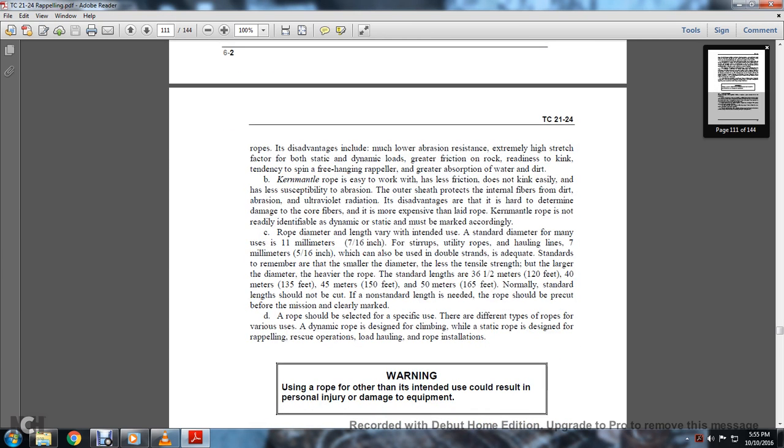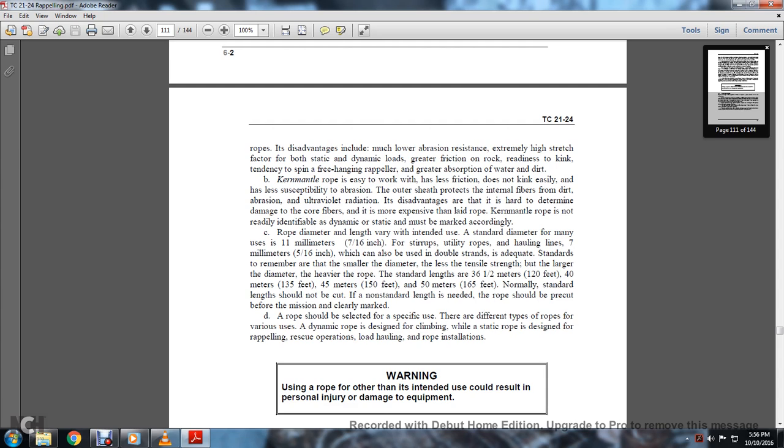Rope diameter and length vary with the intended use. Standard diameters are 11 millimeters or 7/16 of an inch for stirrups and utility ropes, hauling lines, and 7 millimeters or 5/16 of an inch, which can also be used in a double strand. A good standard is to remember that the smaller the diameter, the less tensile strength, but the larger the diameter, the heavier the rope.